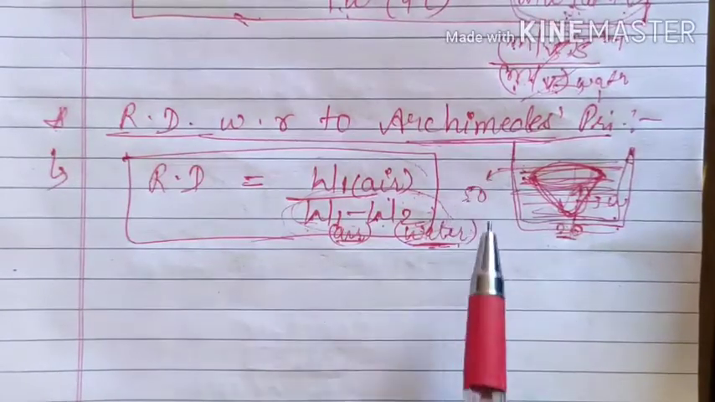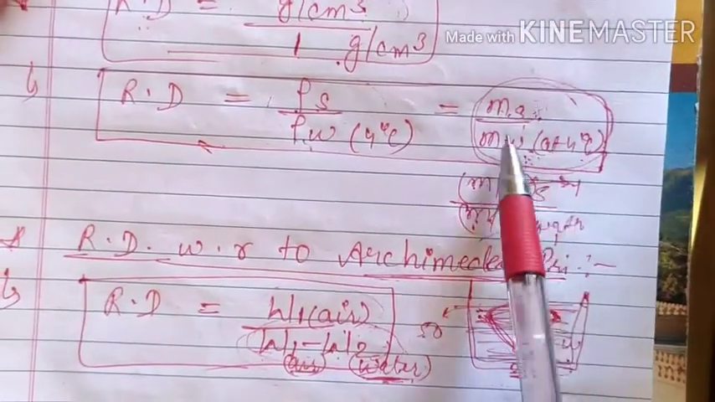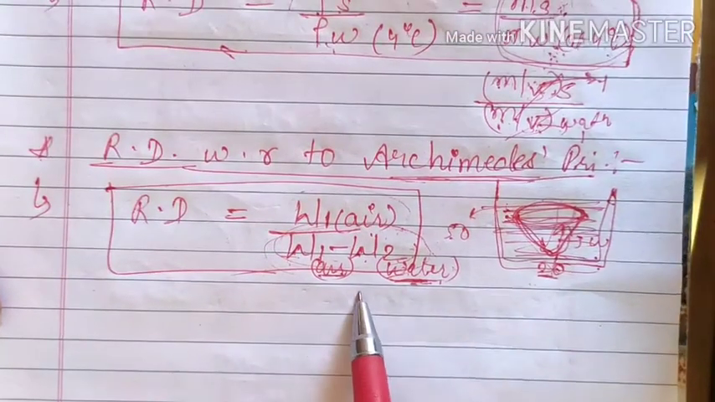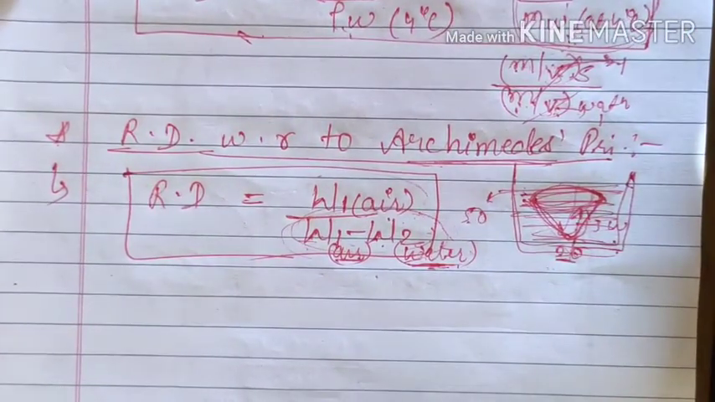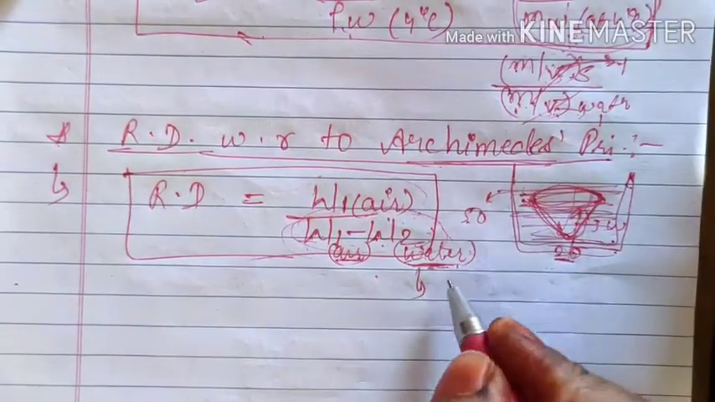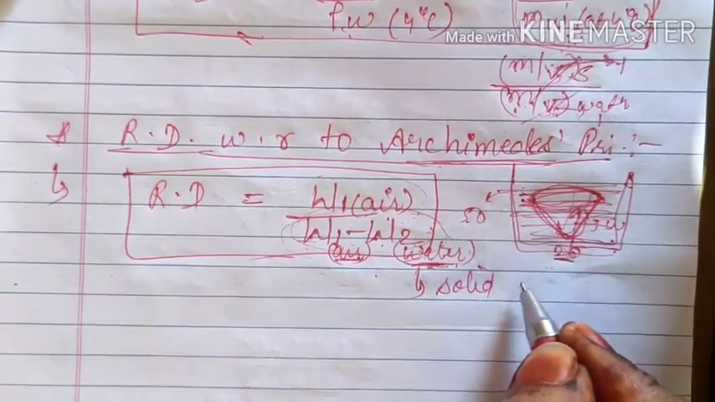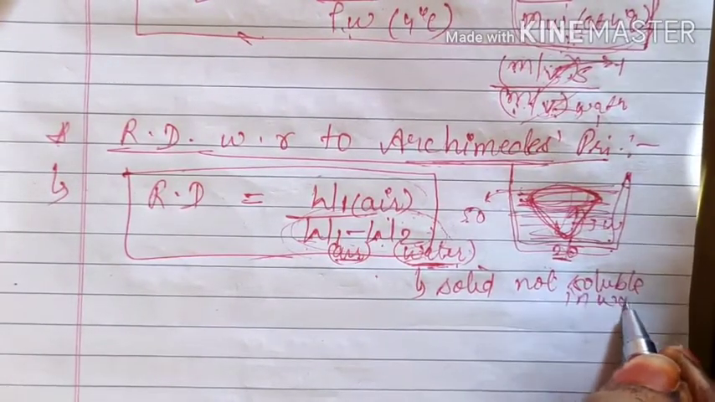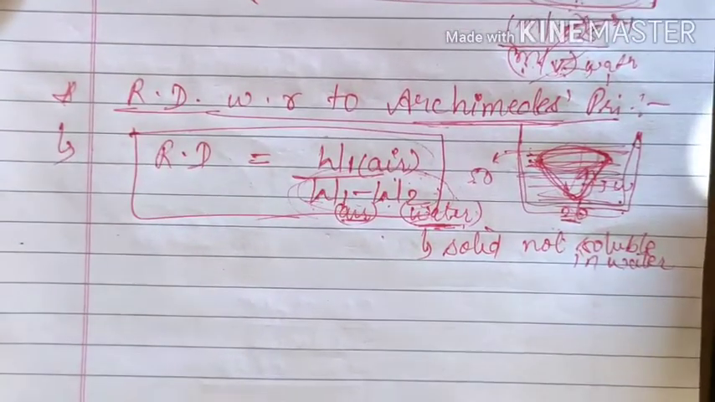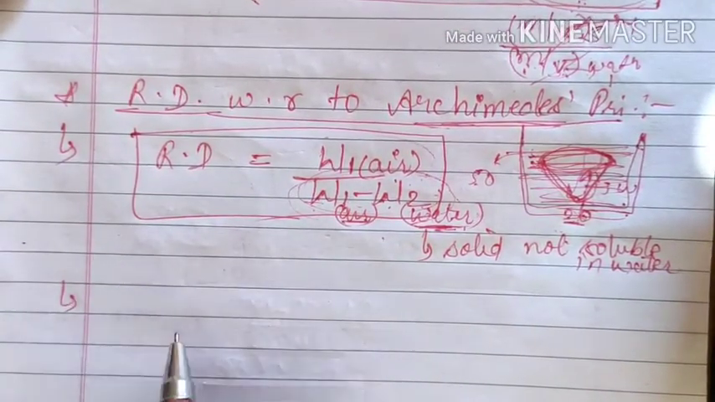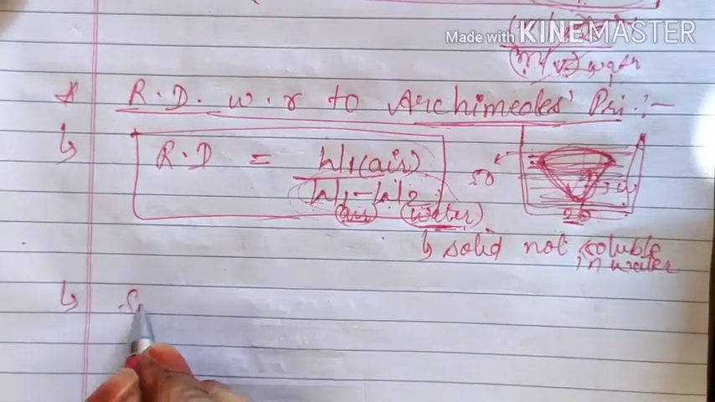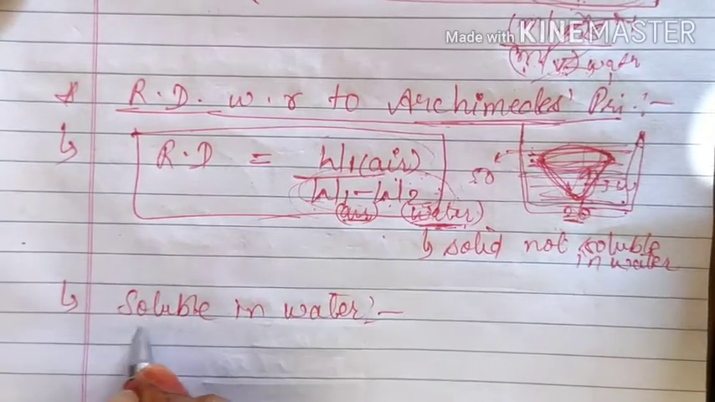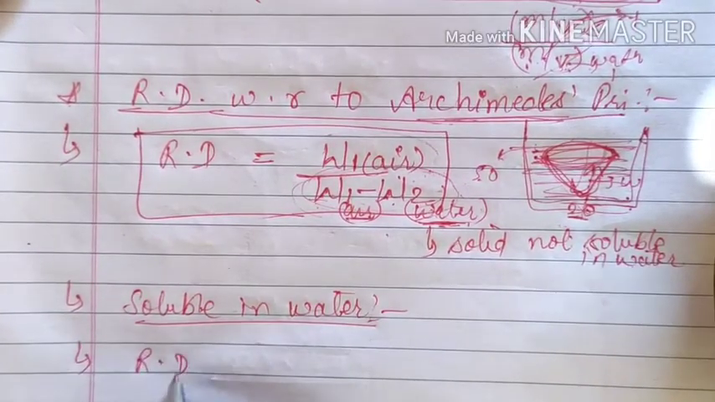The derivation doesn't include much, since here we are having masses of the body. If you multiply it by acceleration due to gravity, you will get it in the form of weight. Okay, and this is the condition if the body or your solid object is not soluble in water. Then you can measure it with respect to water. Now we have one more formula. If the body is soluble in water, then you cannot do anything in water. So then we will measure the relative density with respect to any other liquid.